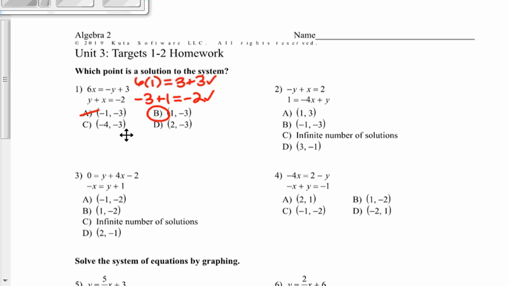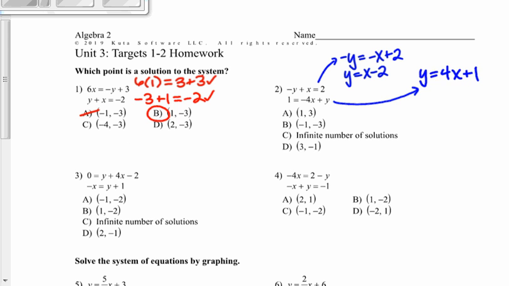So on number 2, I'm going to subtract the x from both sides. So I get -y equals -x plus 2, and then divide by -1 to get y by itself. So that's the slope-intercept form of the top equation. In the bottom equation, if I want to get y by itself, I can just add 4x to both sides. And notice these are not the same equations, so this is not an infinite number of solutions. I just wanted to check that first.